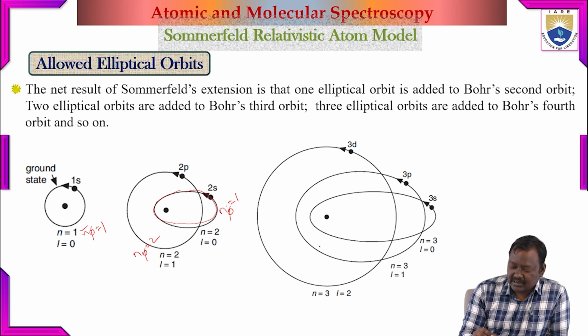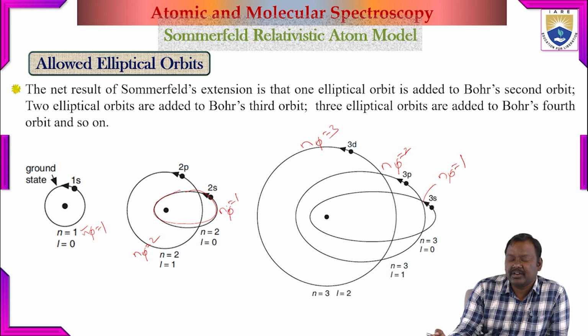Here for n equal to 3, this is nφ equal to 2. For the circular orbit, nφ is also equal to 3. Here nφ equal to 2, and for this elliptical orbit, nφ equal to 1. So in the same way, for the principal quantum number n equal to 4, we can see three elliptical orbits. So there are elliptical orbits like this according to Sommerfeld theory.